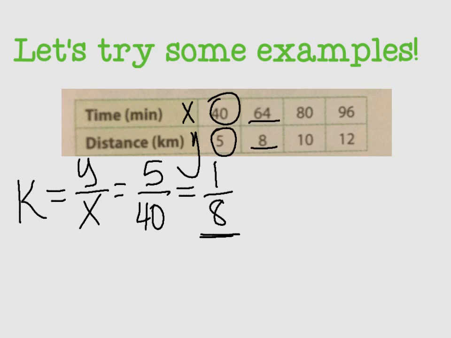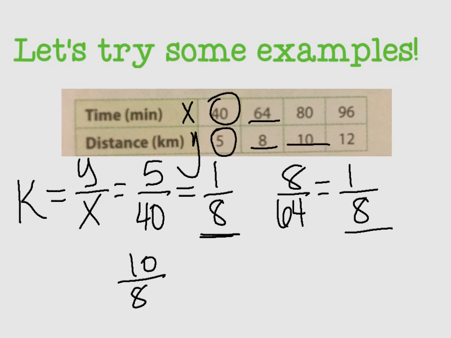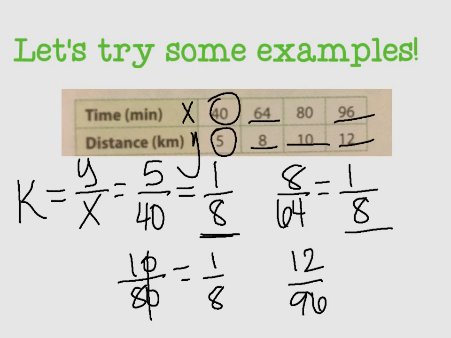Then I'm going to do the next one. 8 over 64. Can I simplify this by 8? Yes. So 8 goes into 8 one time. 8 goes into 64 8 times. So far so good. Let's try the next one. 10 divided by 80. Well, that simplifies. You can just mark your zeros off. 1 over 8. Now 12 divided by 96. If you don't have a calculator, grab one or use your phone or something. But that simplifies to 1 over 8 as well.